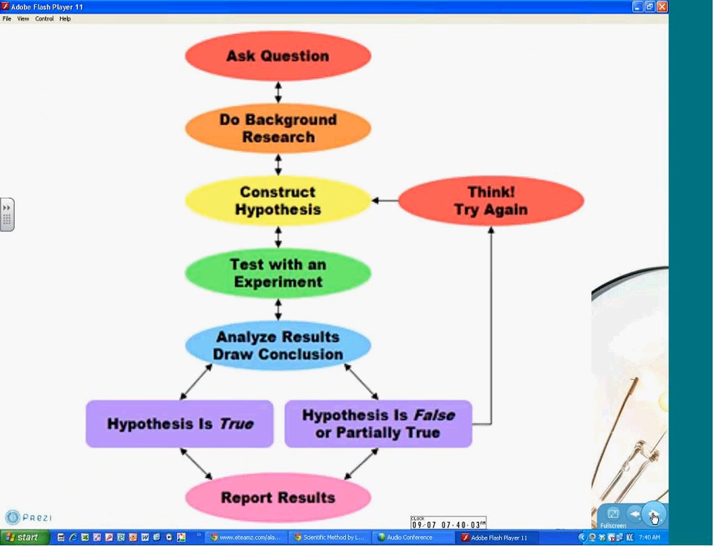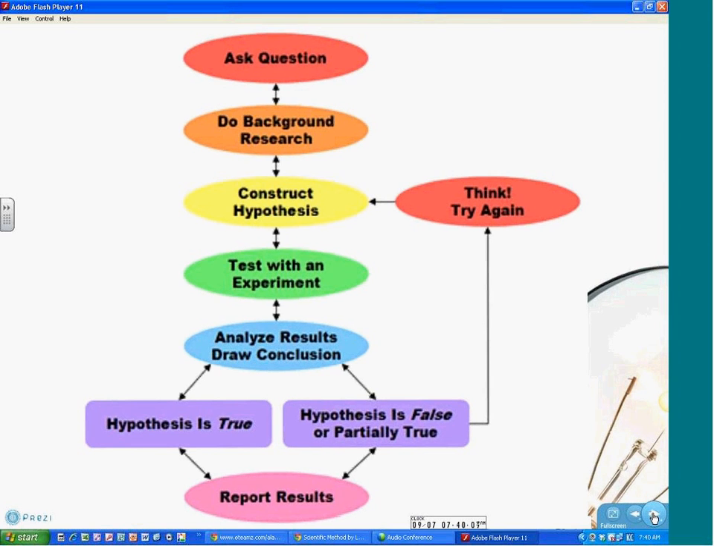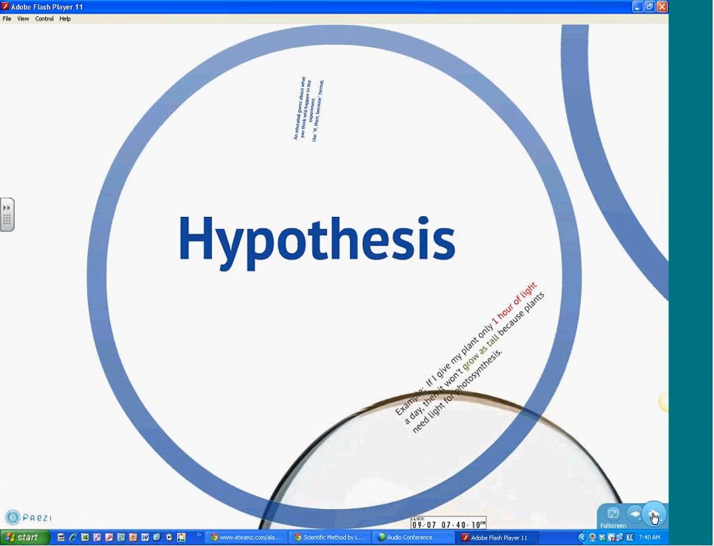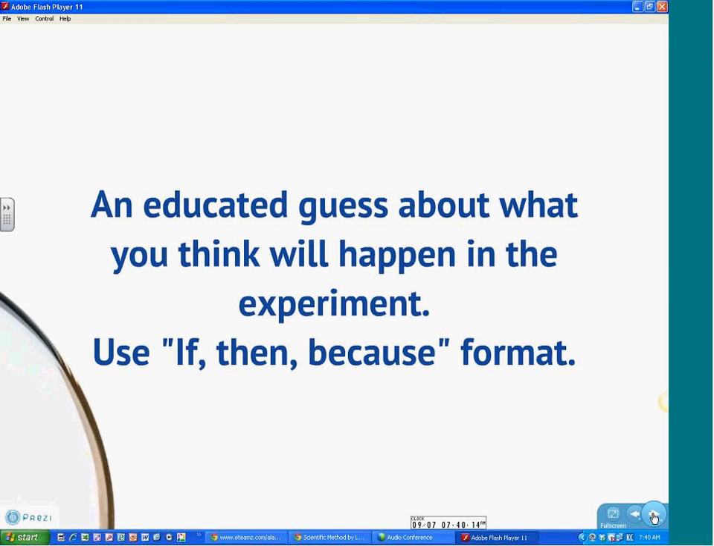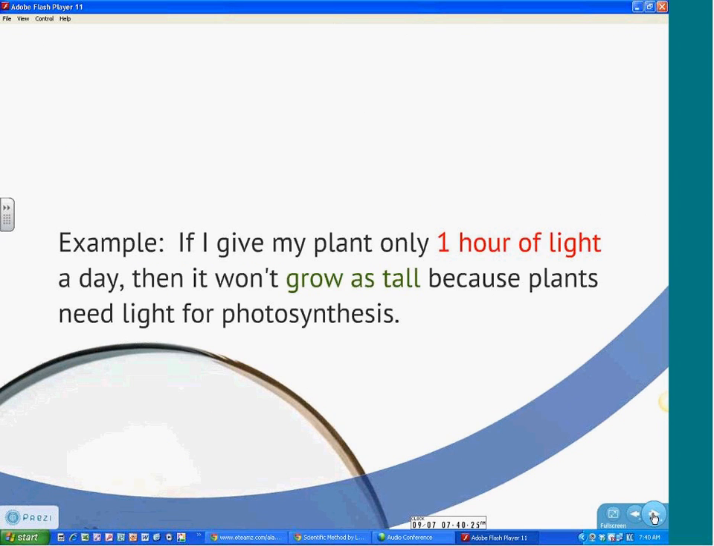That leads us to our next step. We've asked a question, we know what we're doing, done a little background, and now it's time for us to construct a hypothesis. A hypothesis is basically an educated guess. I mean, it's an answer to our question. And we always want to form our hypothesis in an if-then-because format. That way, when we're done, we can go back and say, yes, I was right, or, man, I was off.